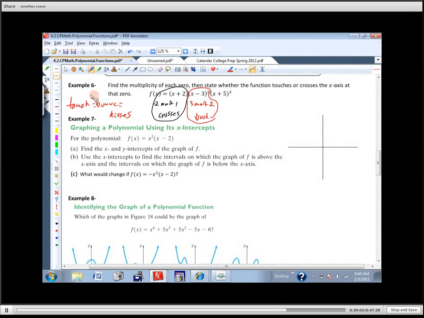Okay, and this last one, what's the 0? Negative 5. What's the multiplicity? 3. Touch or cross? Cross. Okay. You are jumping ahead. And it says identify the graph, and none of it says the. We'll get there in just a second.